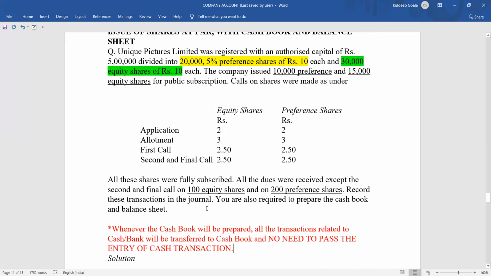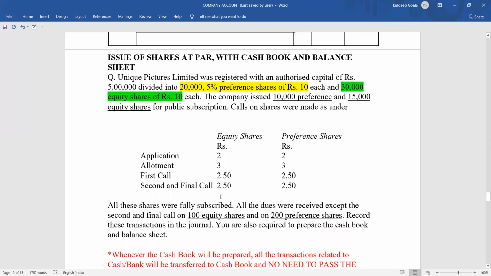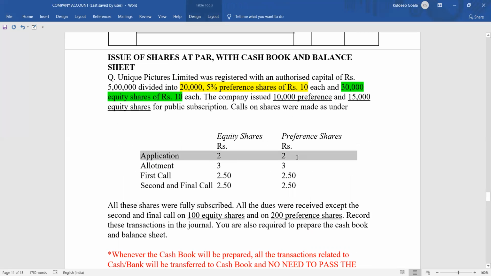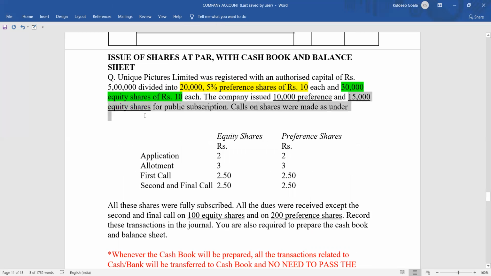So as I told you, we have to start with application first. It is already told that all the shares are fully subscribed. So pehla problem solved, no problem in that. Now we know that application is 2 rupees in case of equity, and in case of preference also 2 rupees. So what is the journal entry? We have received a full subscription. How many shares have we issued? The company has issued 10,000 preference shares and 15,000 equity shares. We have to see one by one.